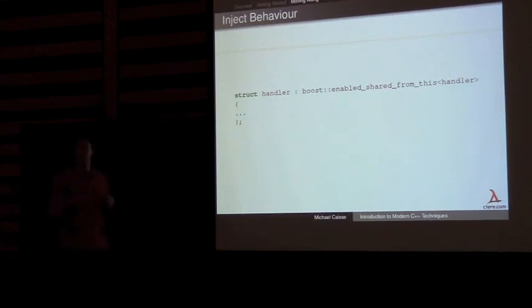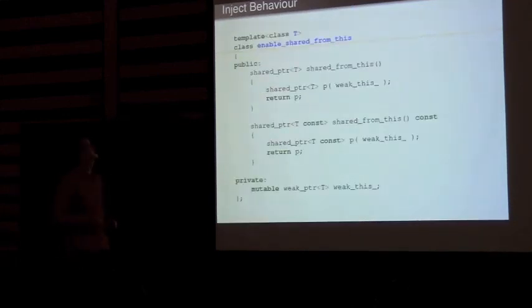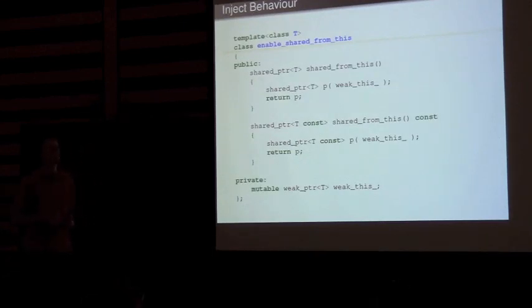But the key here is that enable_shared_from_this is injecting behavior for us. And the behavior looks like this, somewhat shortened, but this is the basic behavior of enable_shared_from_this. It's going to inject this shared_from_this method for us, which returns a shared pointer to T. There's a const version of it also.